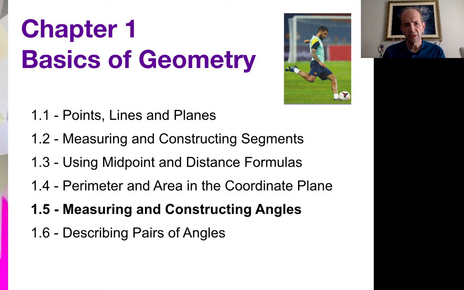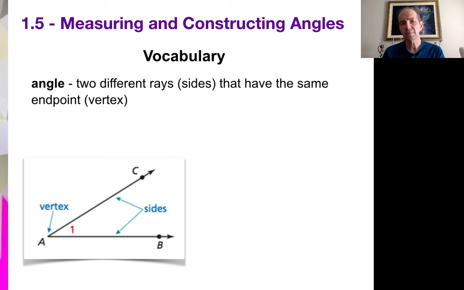Up to this point, we've been talking about undefined terms like points, lines, and planes. We've been talking about segments, some formulas, and calculating midpoint and distance. And then we've talked about perimeter and area. So now we're going to talk about the angles that make up basic geometries. We're going to start out with some vocabulary. So let's start out with an angle.